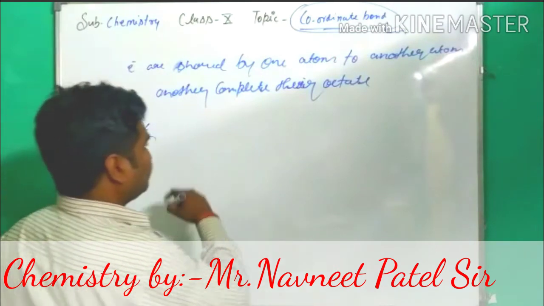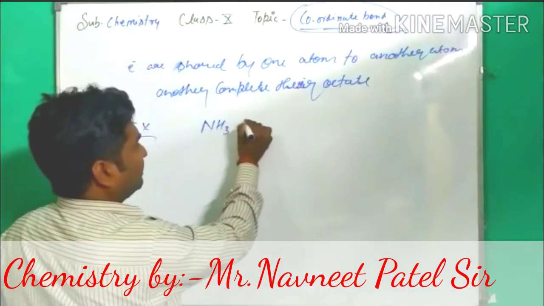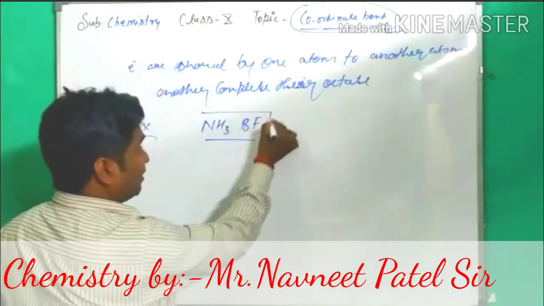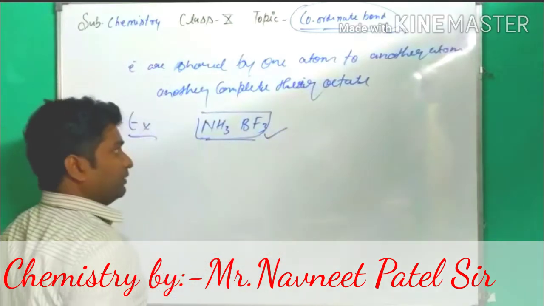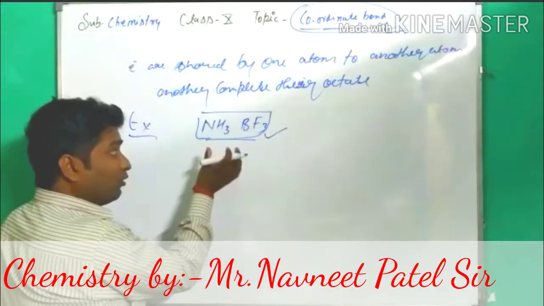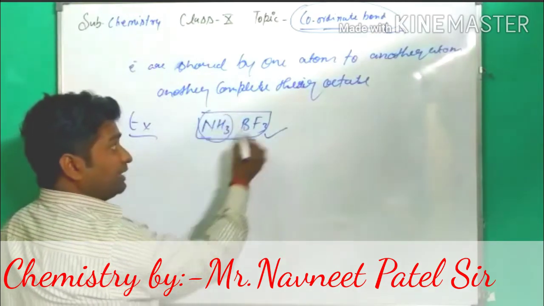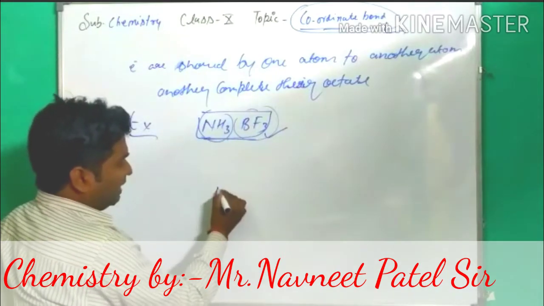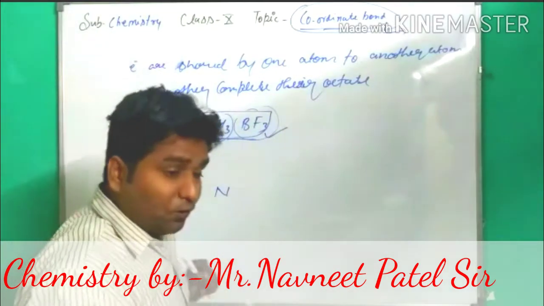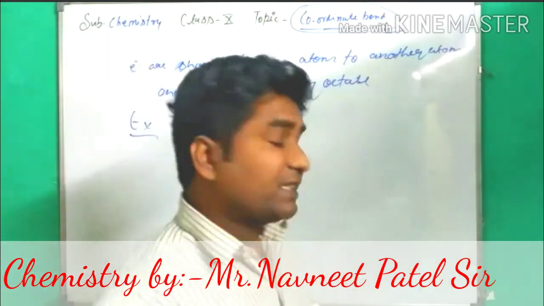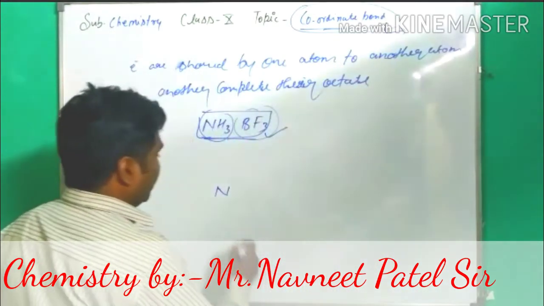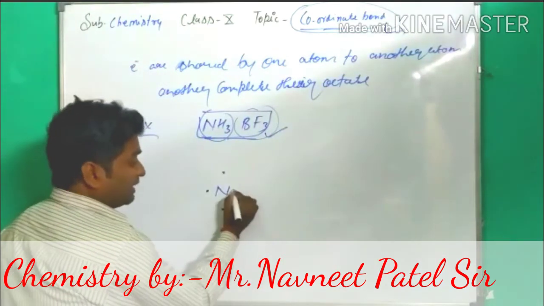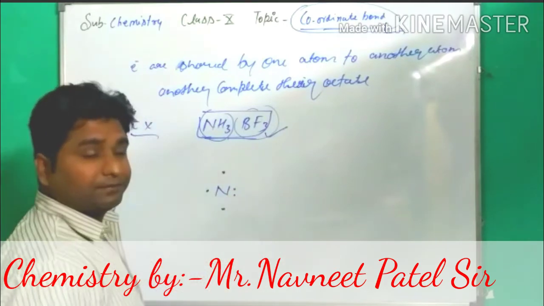Example, suppose NH3 BF3. Okay, pay attention please. In the case of NH3 BF3, it is a molecule. Here there is a combination of two molecules. The first one is ammonia, the second one is boron trifluoride. So first ammonia, NH3. As you know, there are 5 electrons in the valence shell of nitrogen. So one electron is there, and one electron is there, and one electron is there, and two electrons are here. Is that clear?